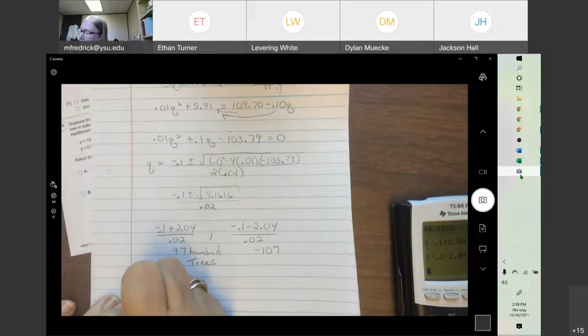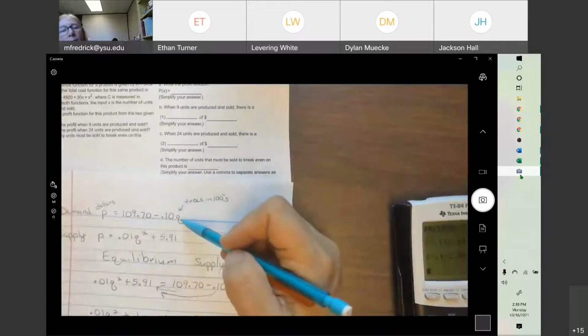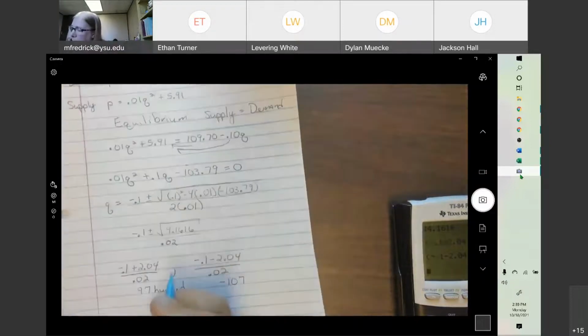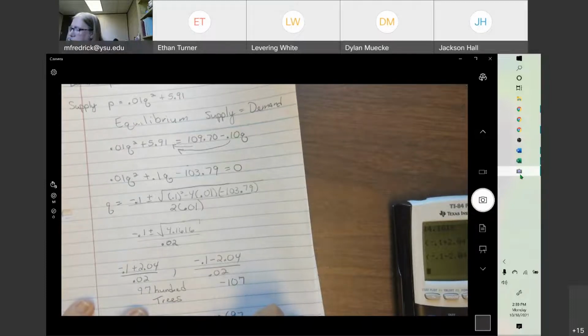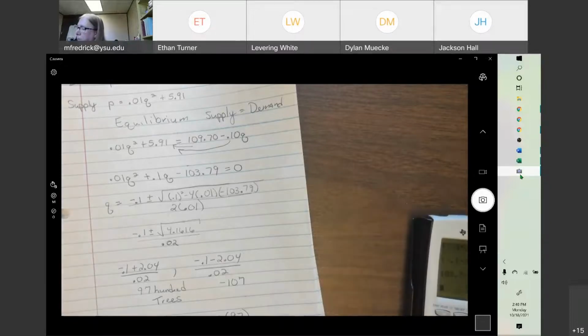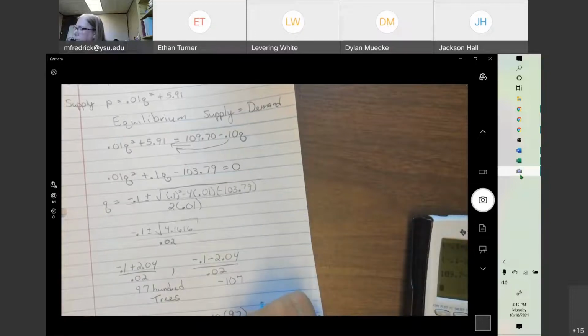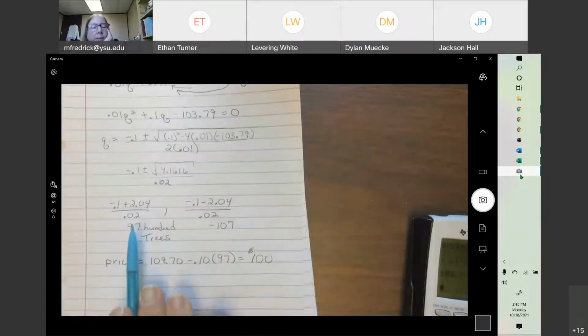To find the price, you can plug into either one. You'll get the same answer. I'm going to use the first one. 109.70 minus 0.10 times 97. So if we sell the trees for $100 each, we'll sell 9,700 trees.